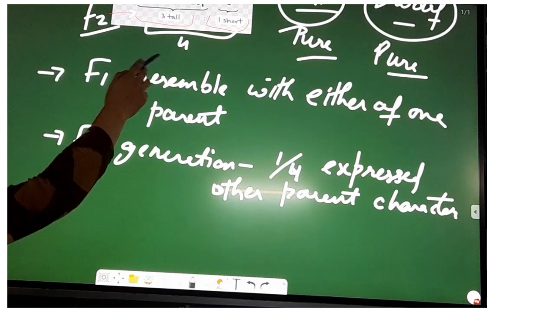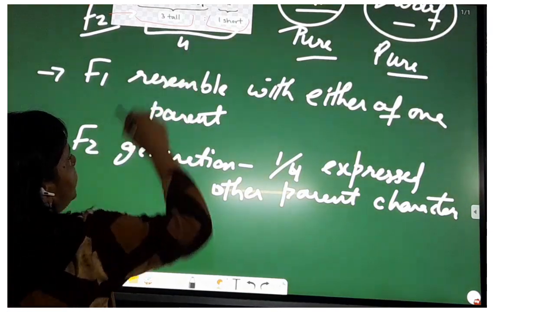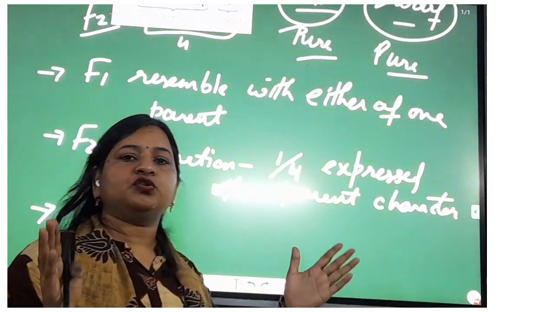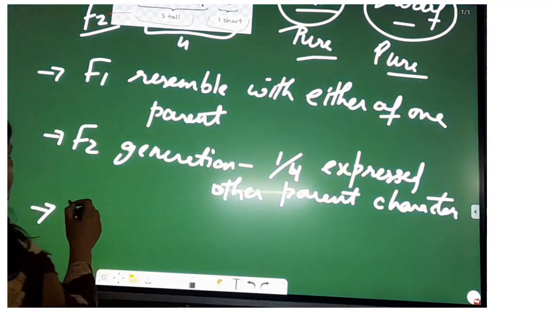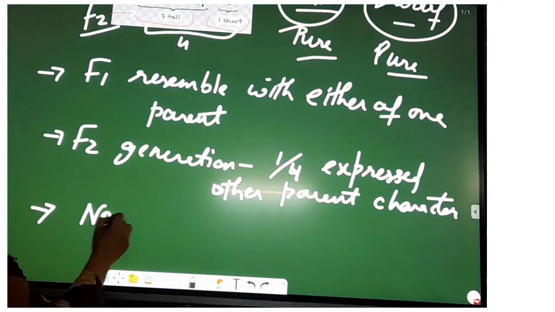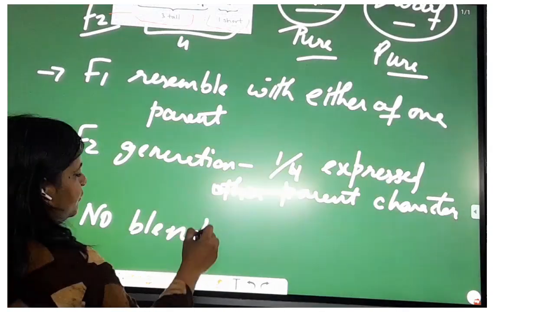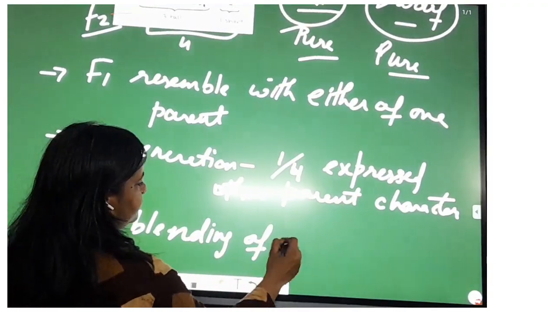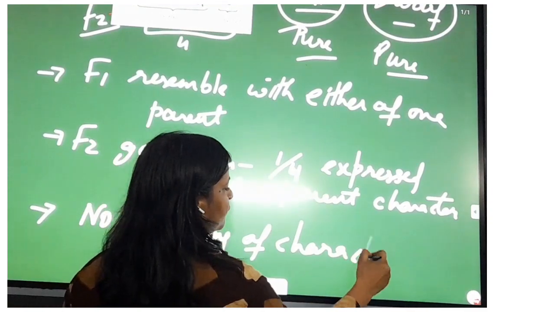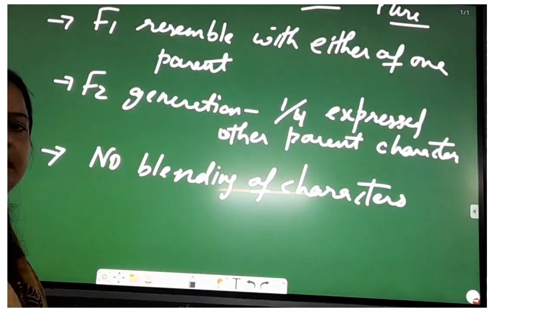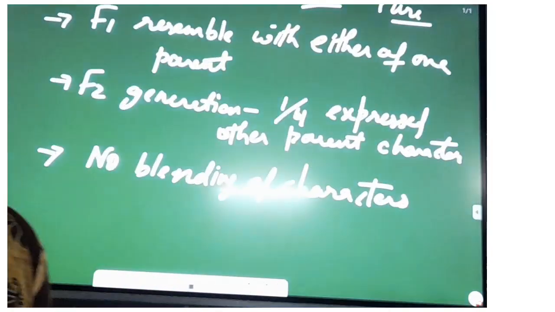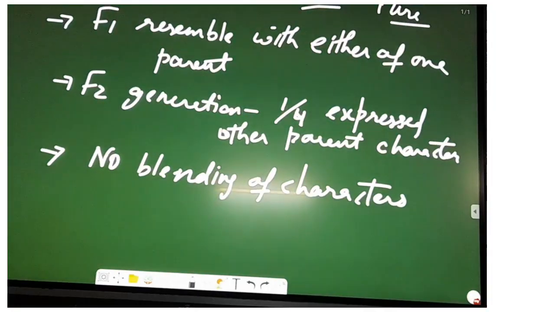Third, there was no plant of intermediate height. Tall and short, these two characters didn't blend with each other, and there was no blend. There were only contrasting characters.